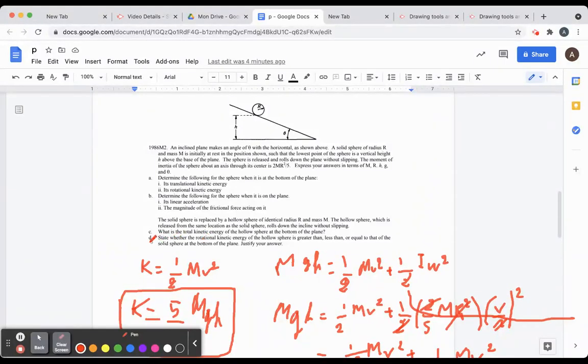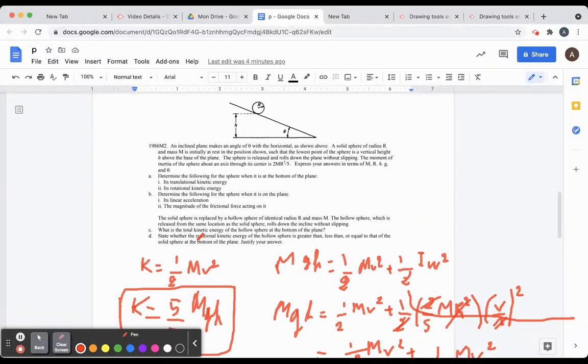So D states whether the rotational kinetic energy of the hollow sphere is greater than, less than, or equal to that of the solid sphere at the bottom of the plane. So the rotational kinetic energy will be greater for the hollow sphere, since the moment of inertia of the hollow sphere is greater, and it will be moving slower at the bottom of the incline.